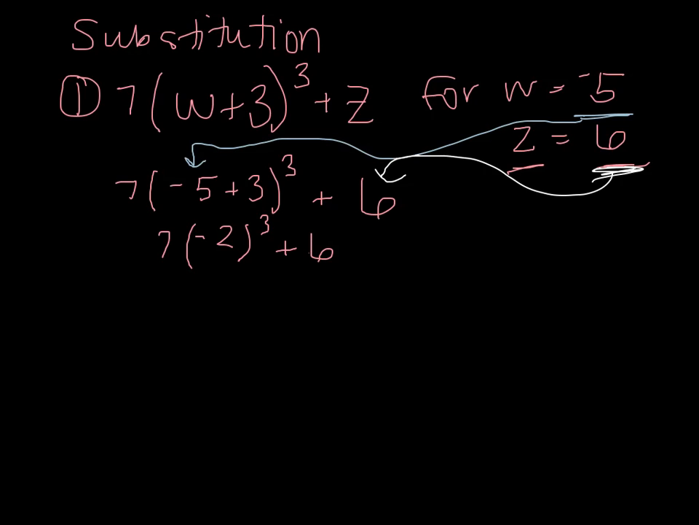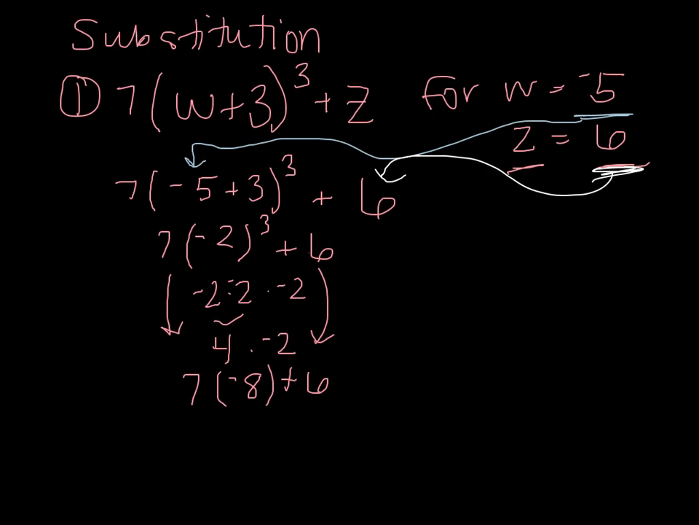Okay, so now I'm going to do my exponents. Negative 2 times negative 2 times negative 2. Negative 2 times negative 2 is a positive 4 because a negative times a negative is a positive. Then I need to multiply that by negative 2. 4 times 2 is 8. I have a positive times a negative, so my answer will be negative 8. Then I bring down plus 6. I bring down negative 8 times 7. And now I can do my multiplying from left to right, which there's only one multiplying. 7 times 8 is negative 56 plus 6.